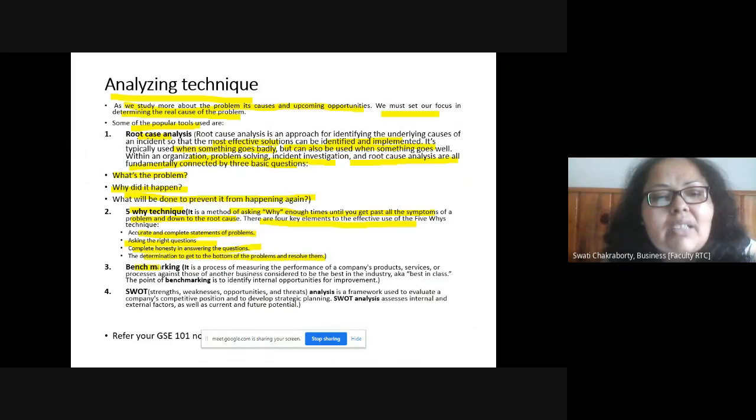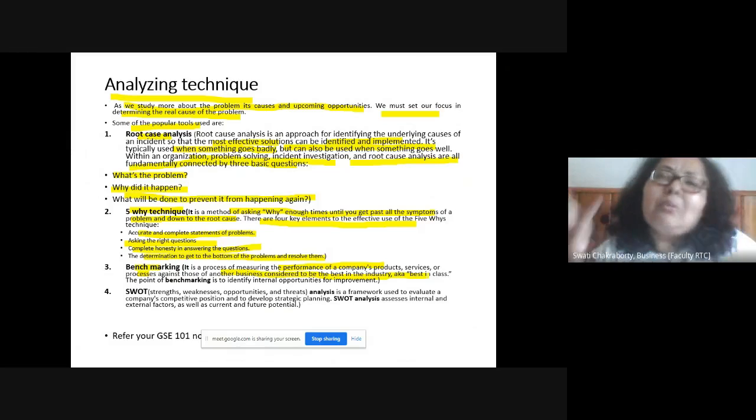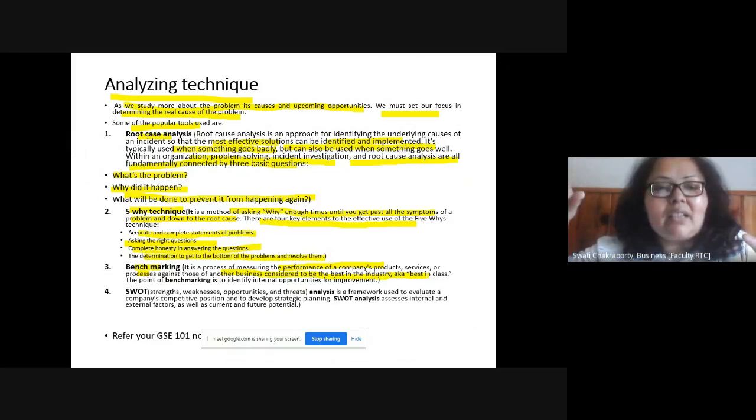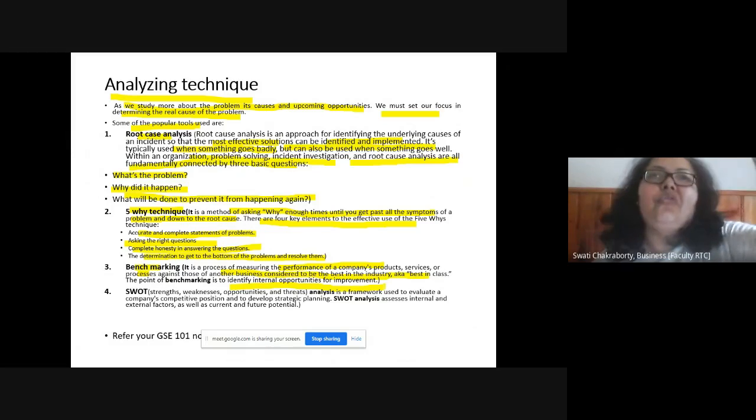Third is benchmarking. It's a process of measuring the performance of a company's products, services, or processes against another business which is considered to be the best in the industry. So you compare the company's products, services, or processes, how are they doing it, with the best in the market in that industry. Why do we compare? To identify the internal opportunities for improvement, so that measures can be taken so that this particular company under observation can improve.